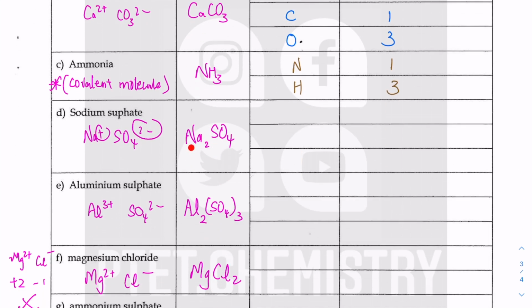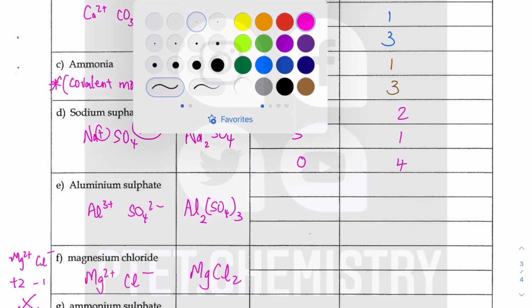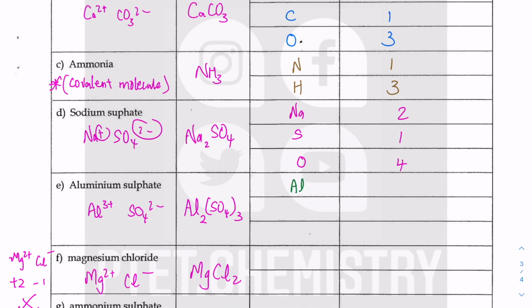There are 3 elements here. There's sodium, sulfur, and oxygen. So there's 4 oxygen, there's 1 sulfur, and there's 2 sodium. Next, there are actually 4 elements here, not 3: aluminium, sulfur, and oxygen. This is a tricky one. Aluminium is easy, there's 2.